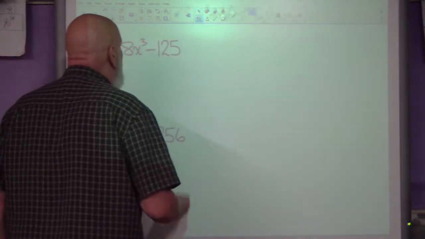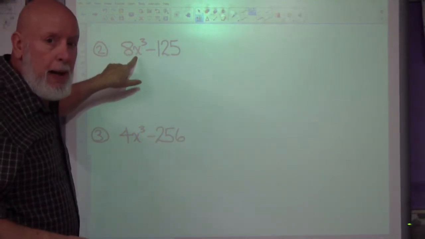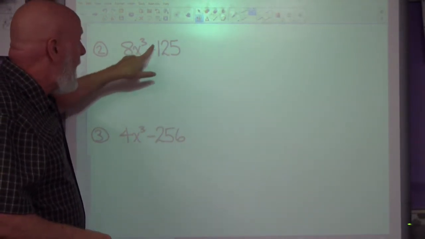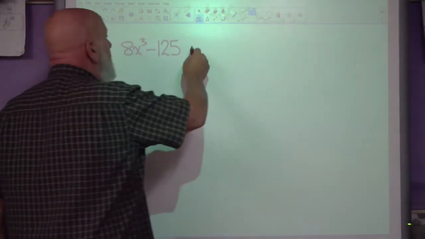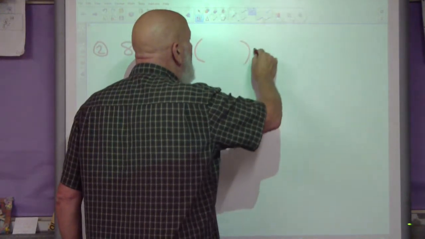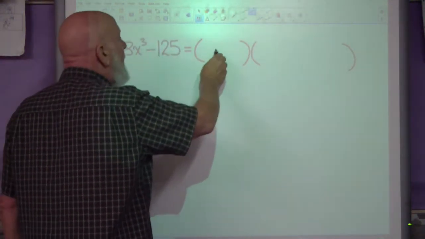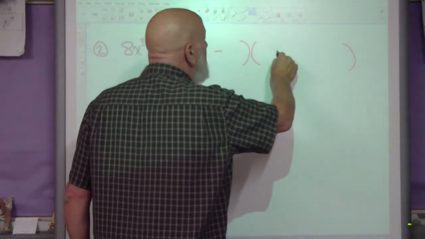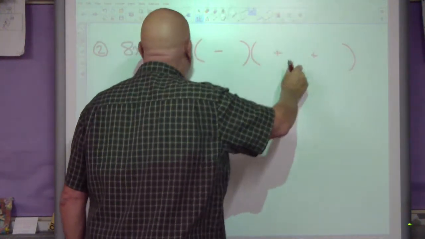I'm going to try to factor this difference of perfect cubes. This is 2x times 2x times 2x. And this is 5 times 5 times 5. So here we go. I'm going to use that pattern I demonstrated just a second ago. A small one and a large one. I'm going to pre-place my plus and minus signs. And then I just got to fill in these 5 blanks.